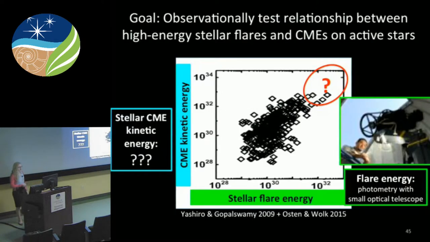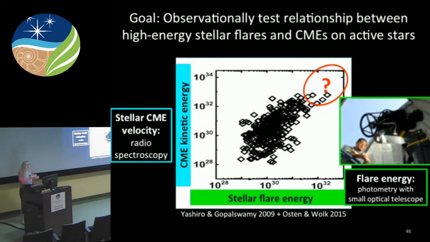So back to our goal, we wanted to find a way to test the CME part of this relationship between flare energy and CME properties. So now, if we can detect a stellar CME in radio emission, then we can use that to constrain the velocity and, with some hand waving, effectively, the kinetic energy.